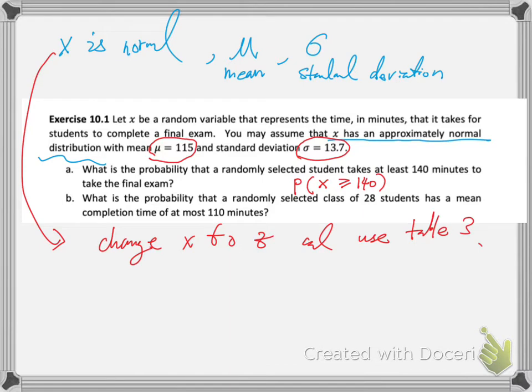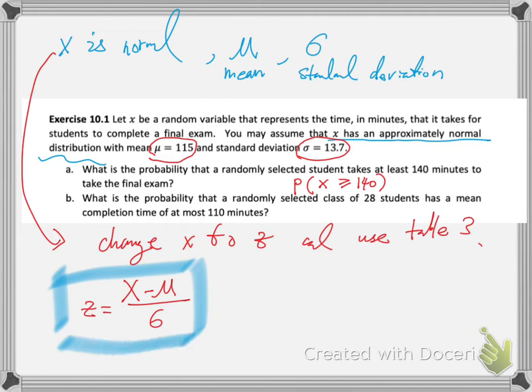So that's question A. Let's solve question A first. How do we change X to Z? Z is X minus mu, divided by sigma. That's the formula, and this formula will be given.